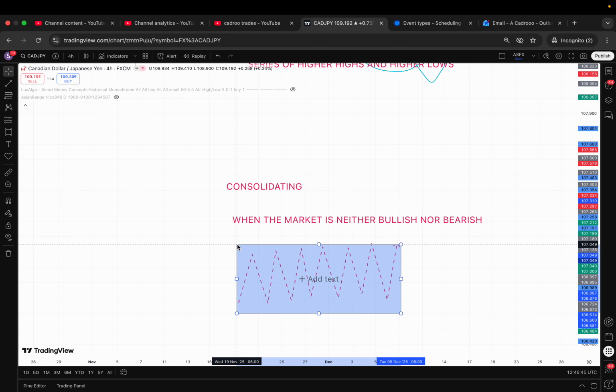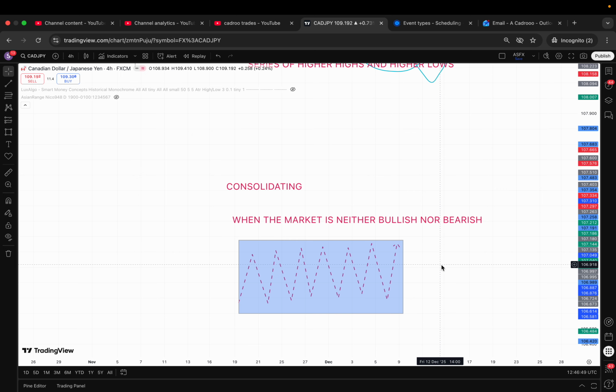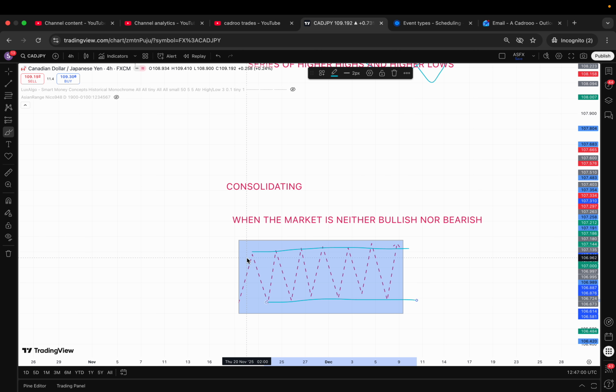This is when the market is neither going up nor going down. You can see that there are no higher highs or higher lows. Literally, all these lows are equal. All the highs and lows are equal. There's no higher high nor higher low. It's as simple as that, guys. And you should avoid trading in a consolidating market.